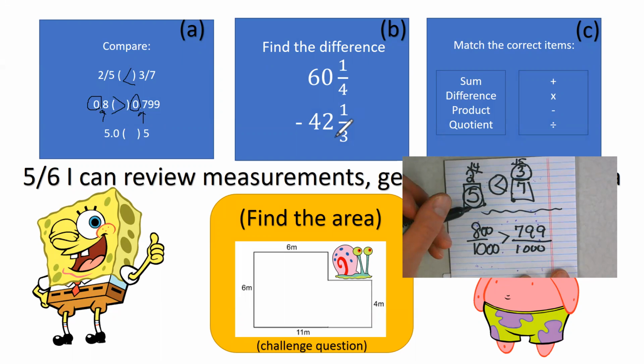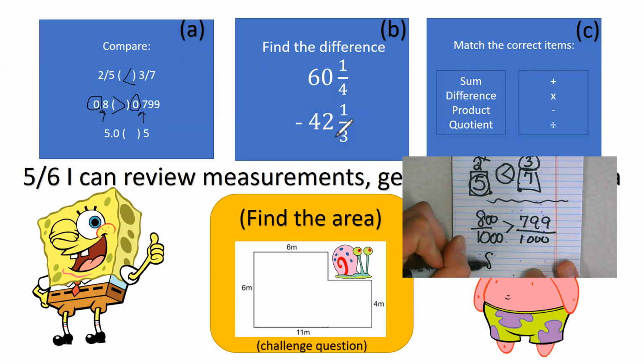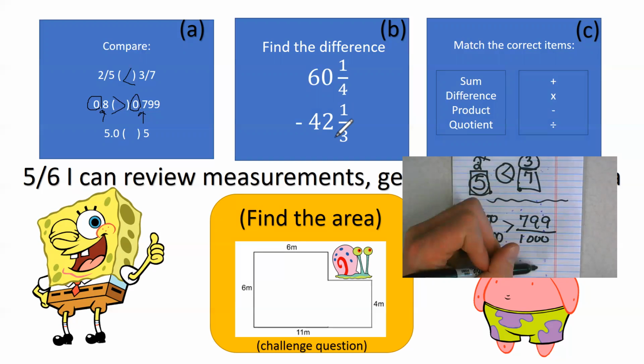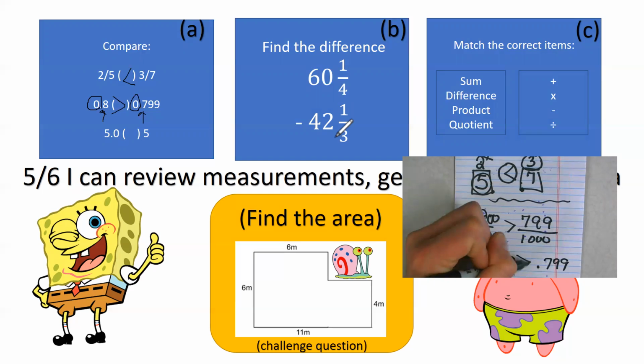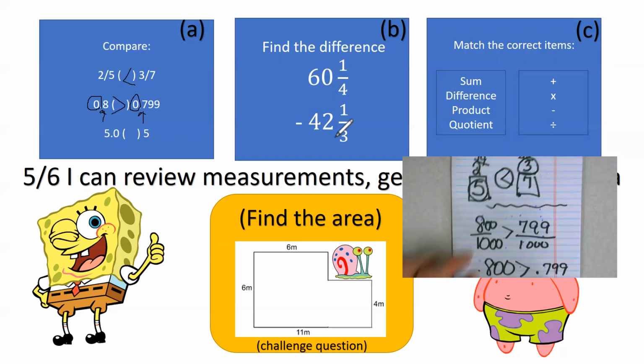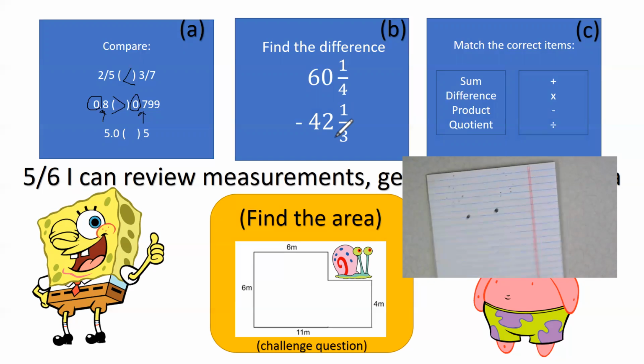Another way you could look at it is 0.8 is the same thing as 0.80, 0.800, and then comparing 0.800 and 0.799. It's a lot clearer to see that 800 thousandths is bigger.